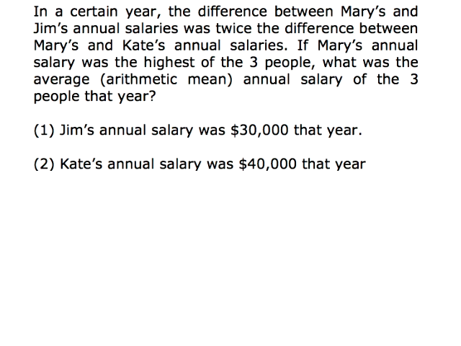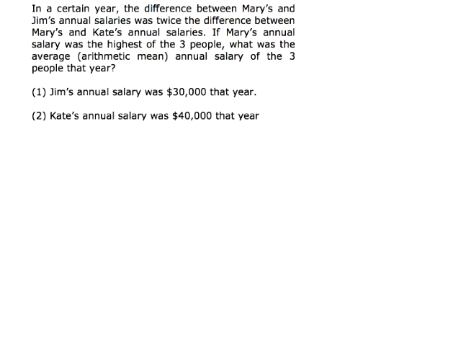So let's shrink this. The difference between Mary's and Jim's annual salaries was twice the difference between Mary's and Kate's, and Mary's is the highest. I mean, one way to do this is to picture it on a number line. I mean, Mary's is going to be the last thing on the right, if we do it that way. So let's picture that on a number line. Mary's salary is going to be somewhere over here on the right, because hers is the highest.